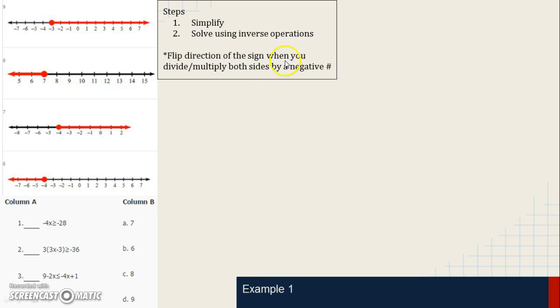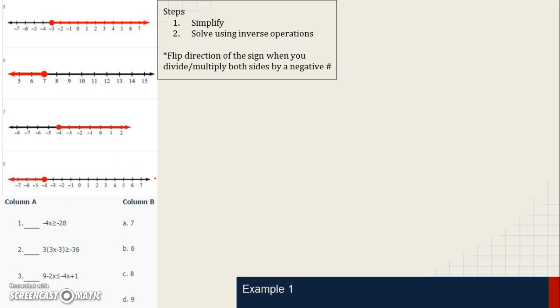So solving inequalities is very similar to solving equations, except there's more than one solution when you solve an inequality, hence these number lines are covering more than one value. The red represents the solution area. So what we're going to do is solve each of these inequalities, and then figure out what number line represents their solution.